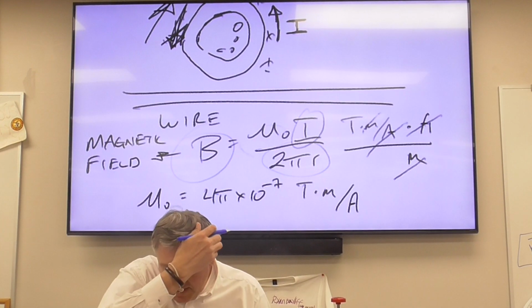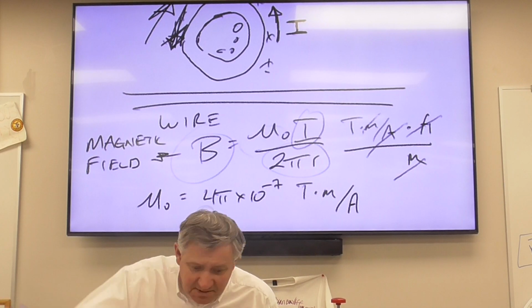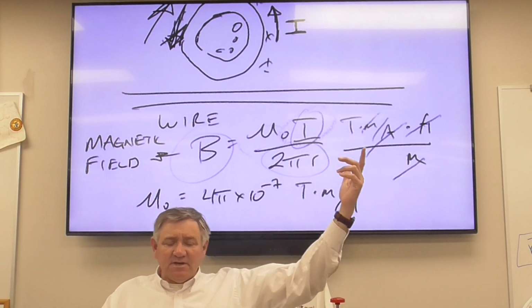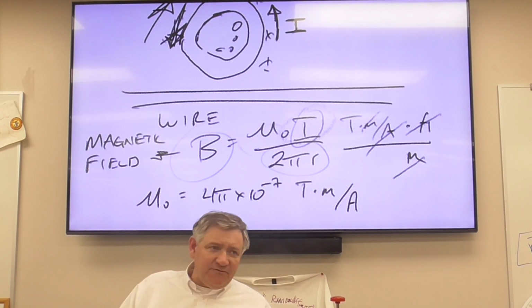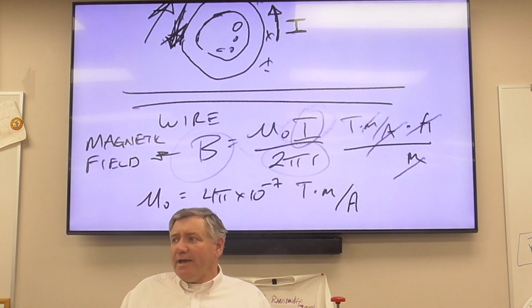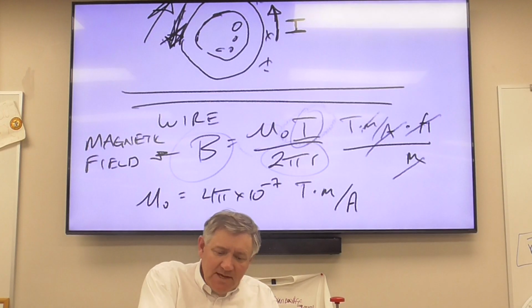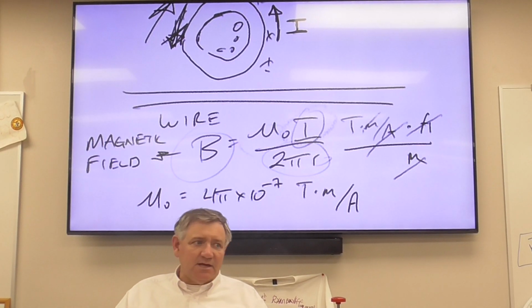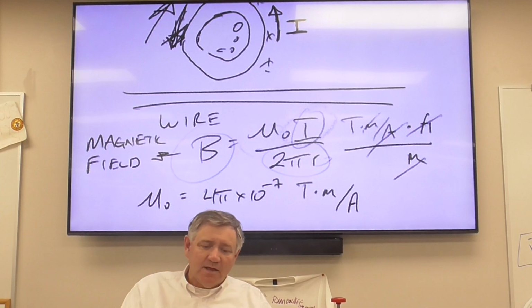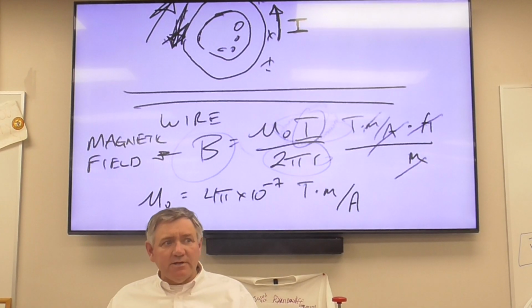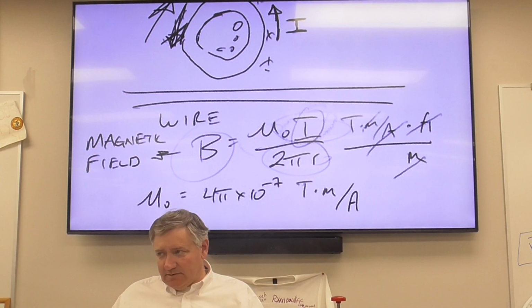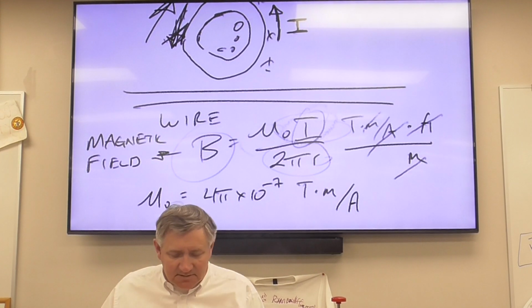So clearly, this is the relationship that we just saw. As the current gets bigger, what's going to happen to the strength of the magnetic field? It's going to get bigger. As the radius gets bigger, the magnetic field is going to go down. And if you don't have a current, you don't have a magnetic field around it. So it makes sense.